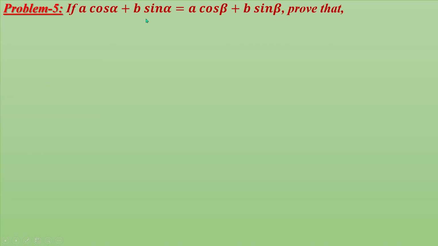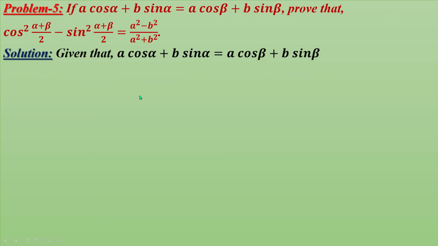If a cos alpha plus b sin alpha equals a cos beta plus b sin beta, prove that cos square (alpha plus beta) by 2 minus sin square (alpha plus beta) by 2 equals (a square minus b square) by (a square plus b square). Solution: given that, taking a common, on the left side we have cos alpha minus cos beta, and the right side will be b into sin beta minus sin alpha.